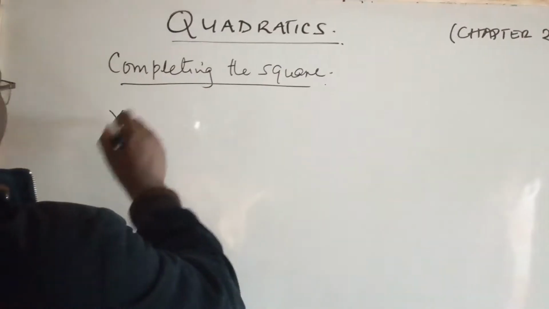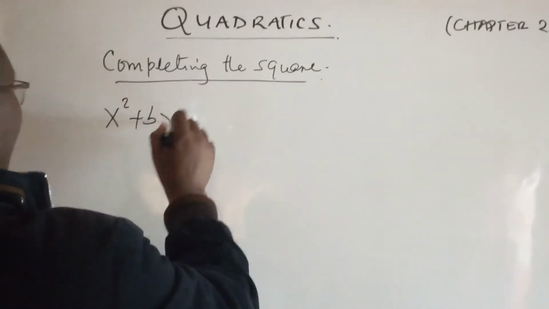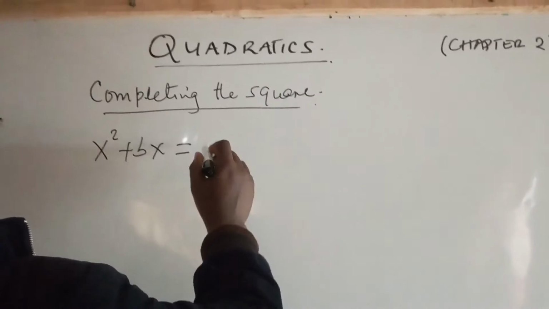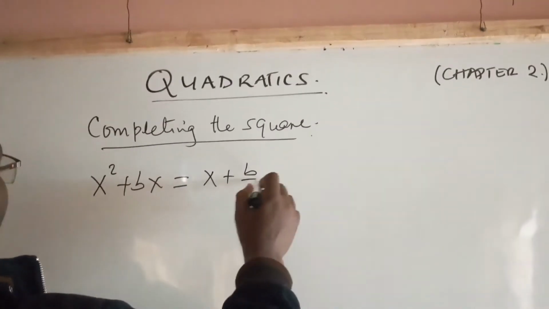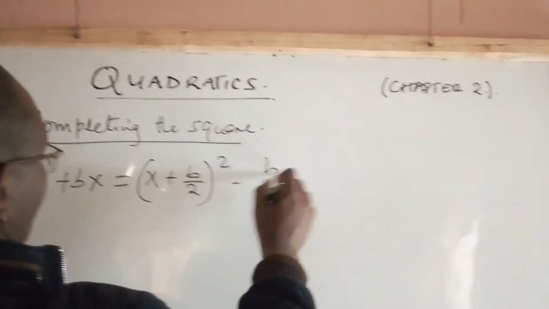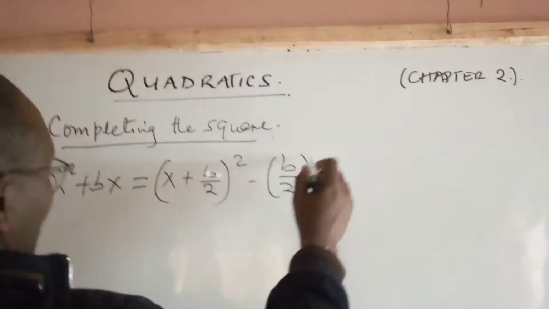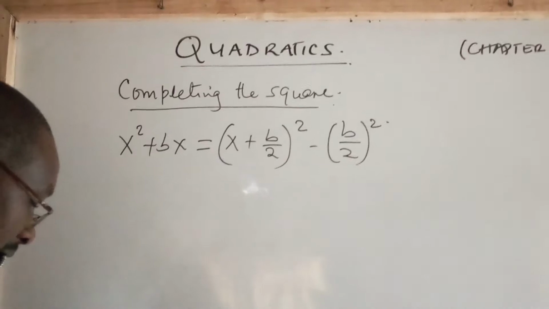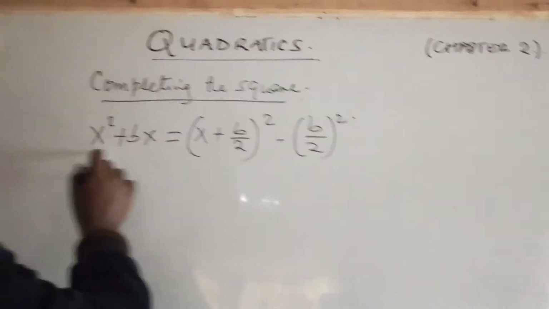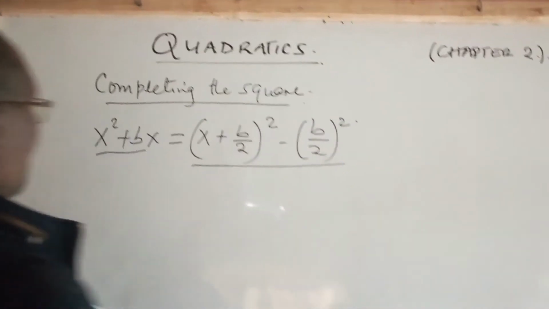Every time you have x squared plus bx, when you use completing the square, we always talk about x plus b over 2 squared minus b over 2 squared. But let us see where this one is coming from. How is the left hand side equal to the right hand side?